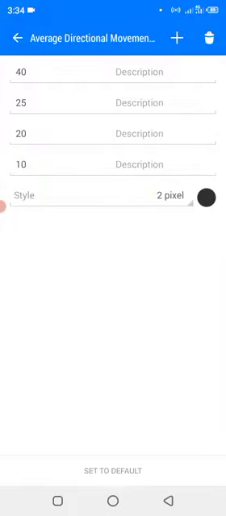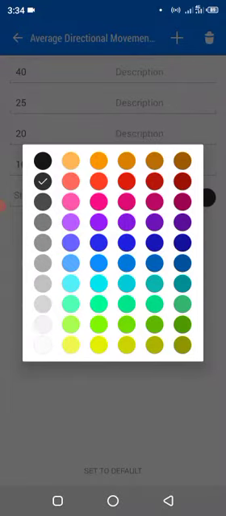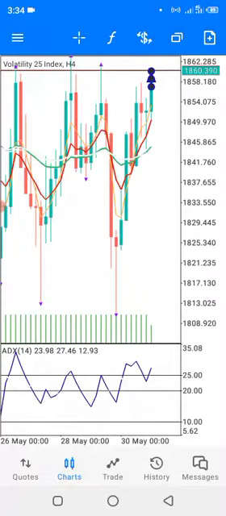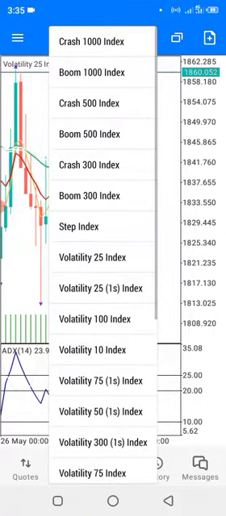And the style here is 2 pixels on a black line. Then you have it in this form. Now look at what the average directional movement index is showing me.